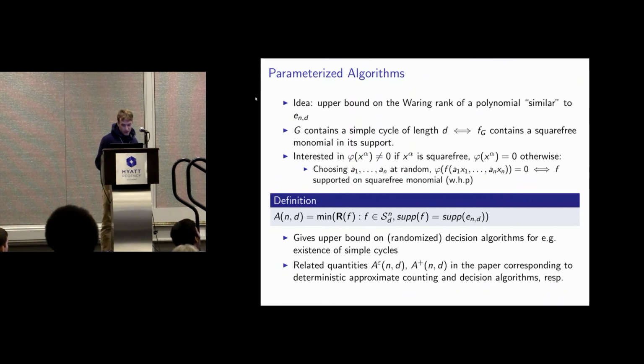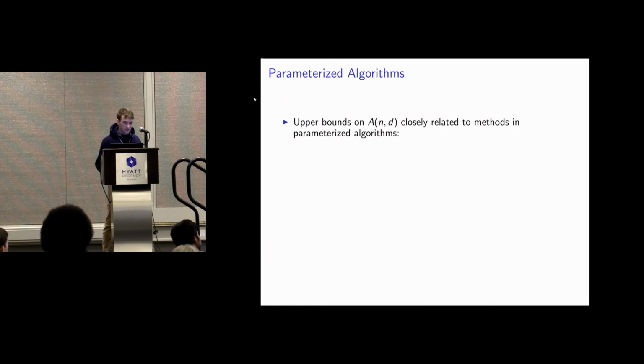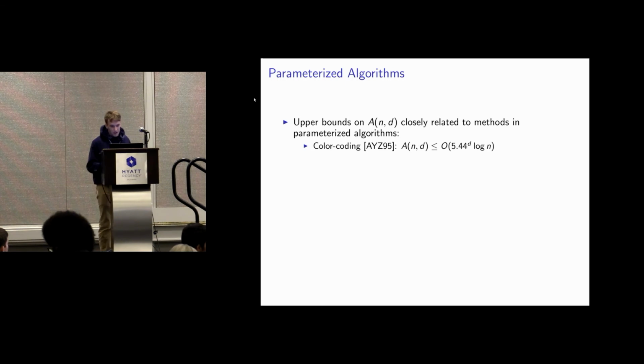And in the paper, I define other quantities related to, for example, approximate counting problems. But I think the most interesting one is just the one I defined here. This quantity is very closely related to some methods in parameterized algorithms. So for example, there's this color coding method of Alon, Yuster, and Zwick. And this seems to be equivalent to the fact that you can bound this quantity by 5.44, which is 2e to the d times log n.